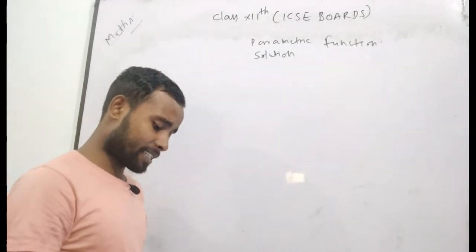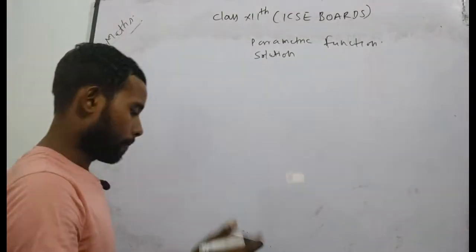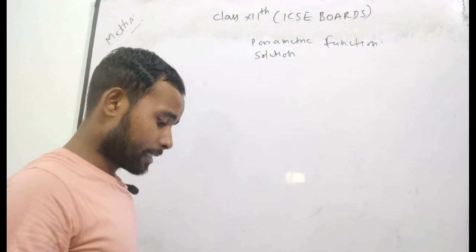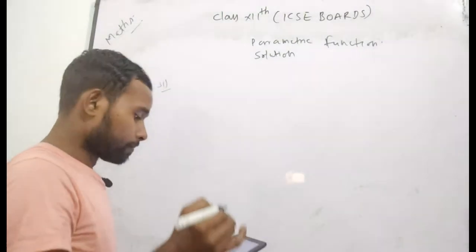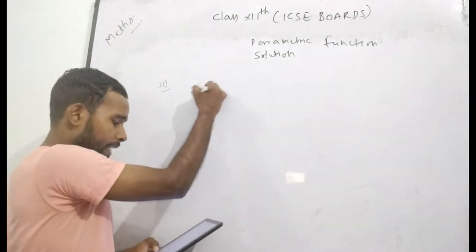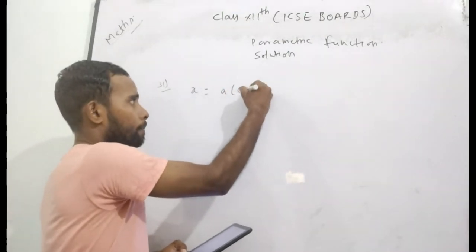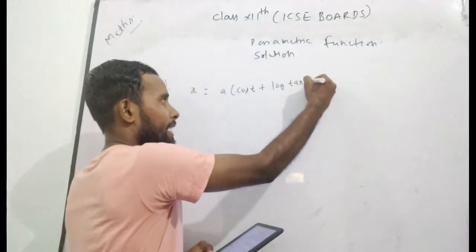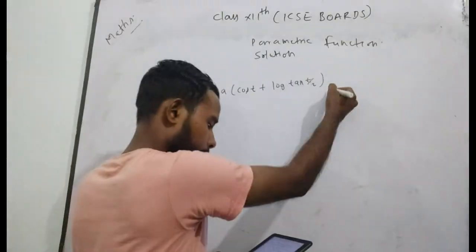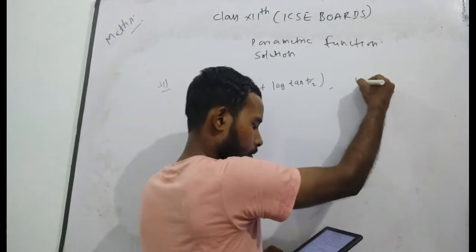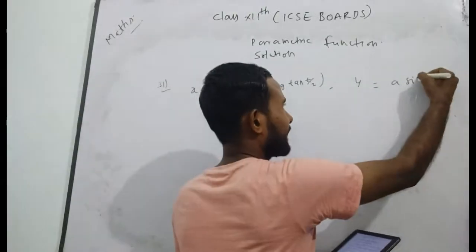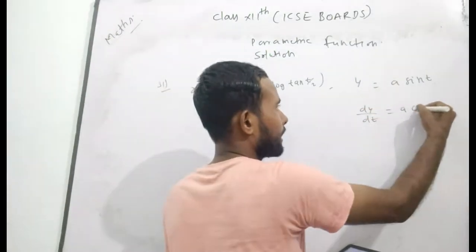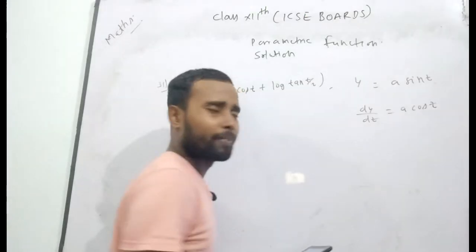See here, a very interesting question, 31, and this is also in NCERT. See very carefully. Here x is equal to a times (cos t plus log tan t by 2), and y is equal to a sin t. Firstly, I want to find dy/dt because it will be very easy. It will be a cos t.